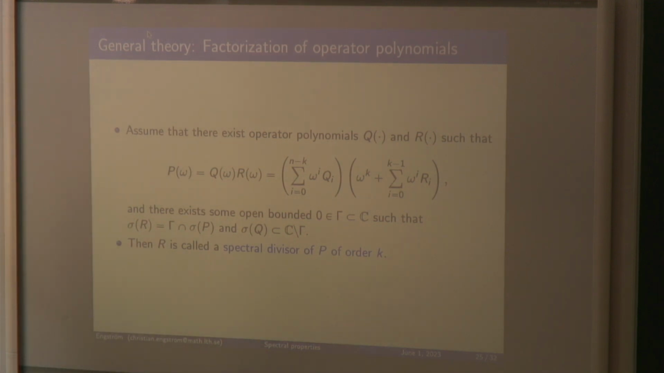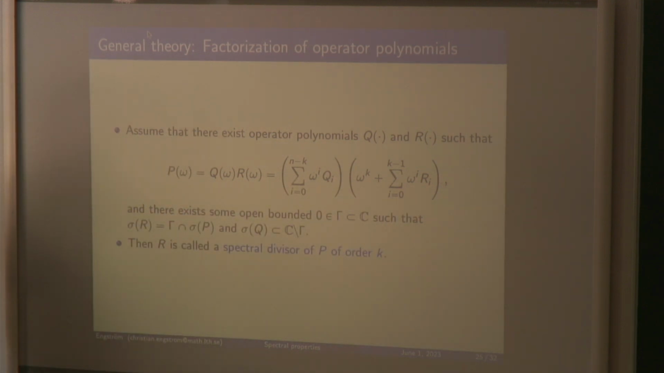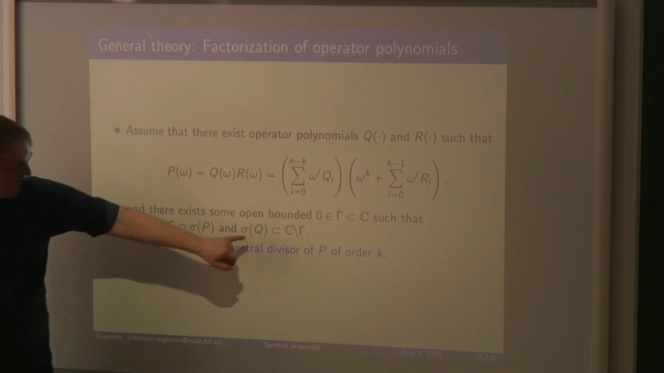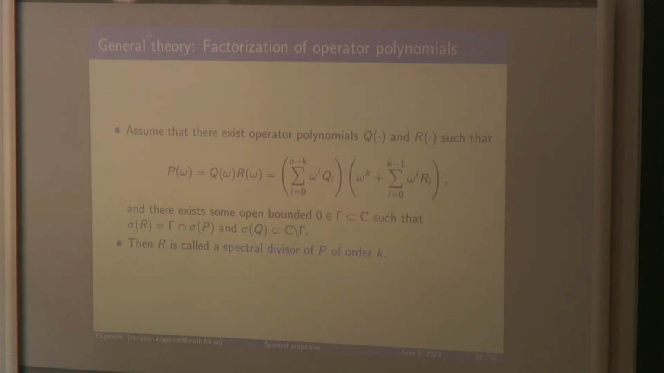We hope that this kind of polynomials exist that actually split the spectrum in two parts. R, with the low K, takes care of the spectrum inside some region gamma, and Q takes care of the rest of the spectrum. Then we call this a spectral divisor. Somehow we split the problem in two parts, one for Q and one for R, and we only care about R.